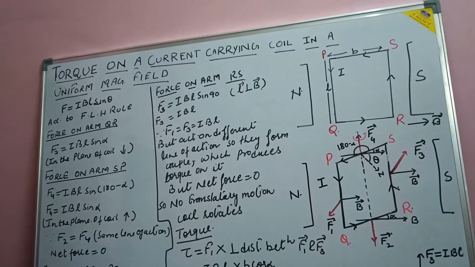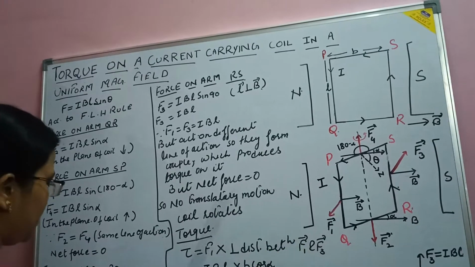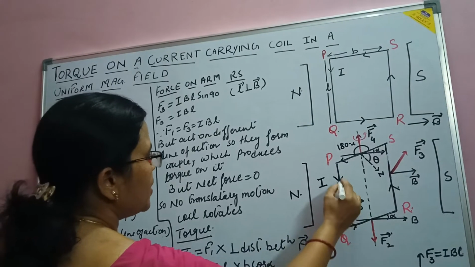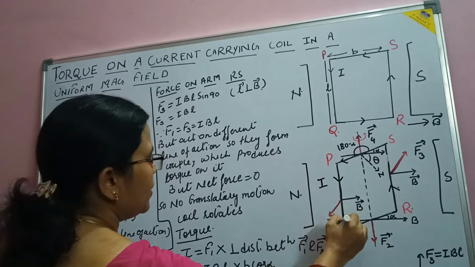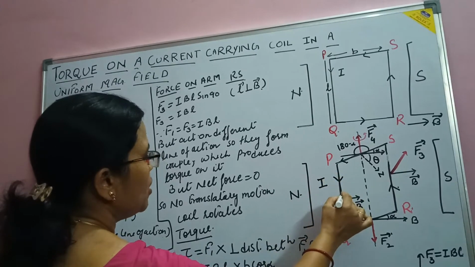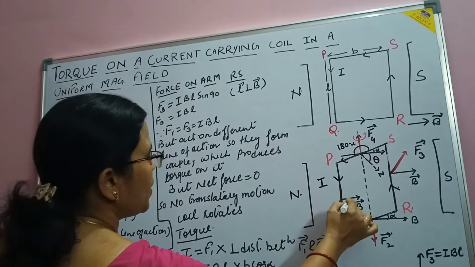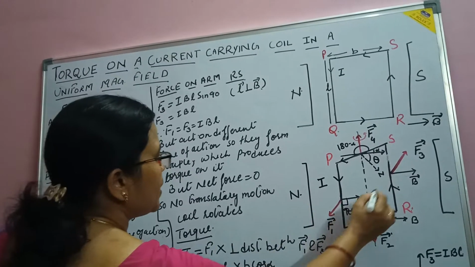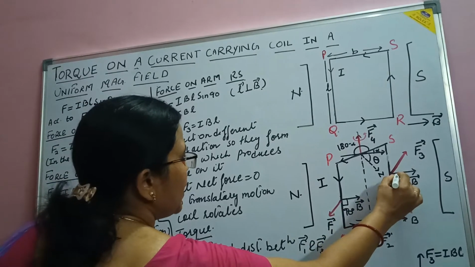Now come to the next, the force on the arm PQ, that is F1, which is equal to IBL sin 90. How? Because this is the direction of B, and this is the angle between the direction of L and I. This is the length L of the coil and the current, so this will be the current element. So this will make angle 90 degrees. Here also this will make angle 90 degrees.